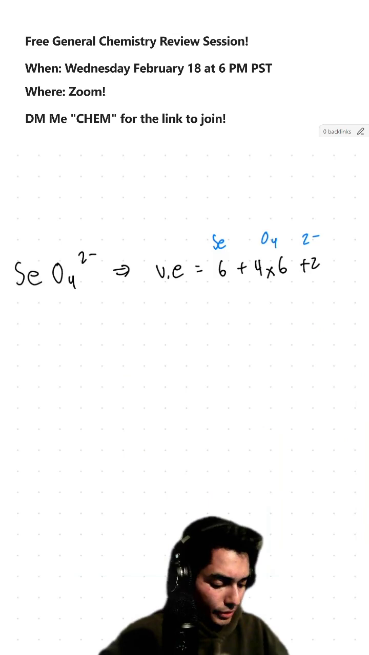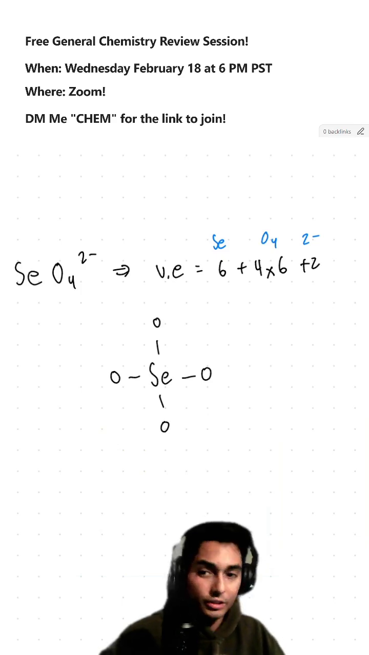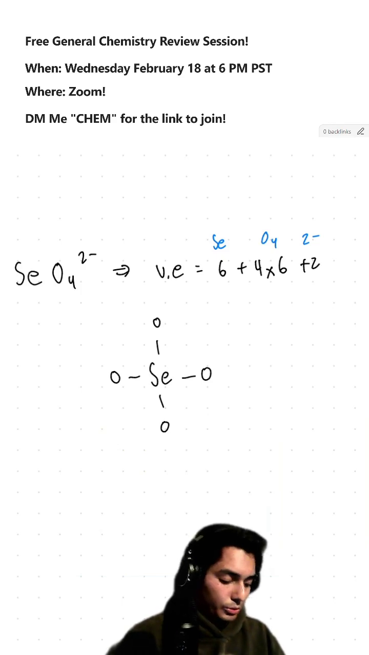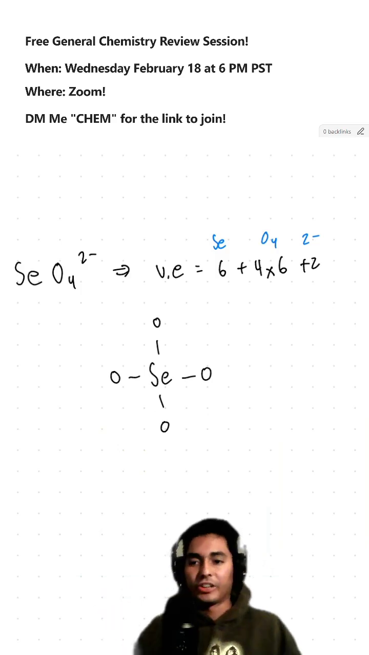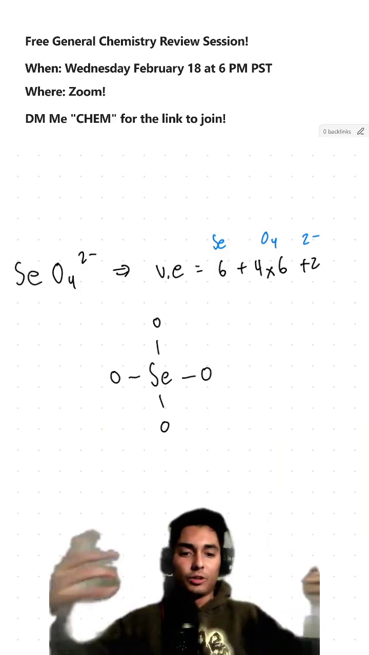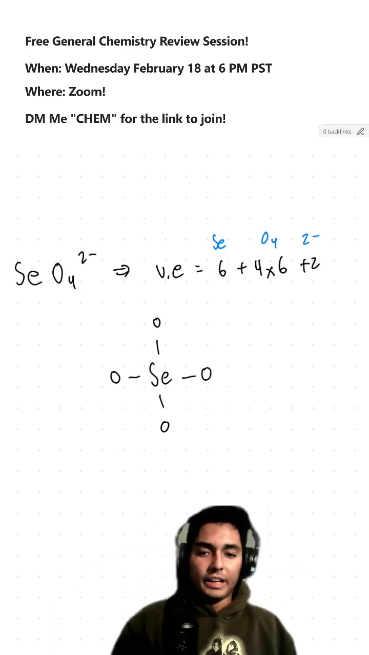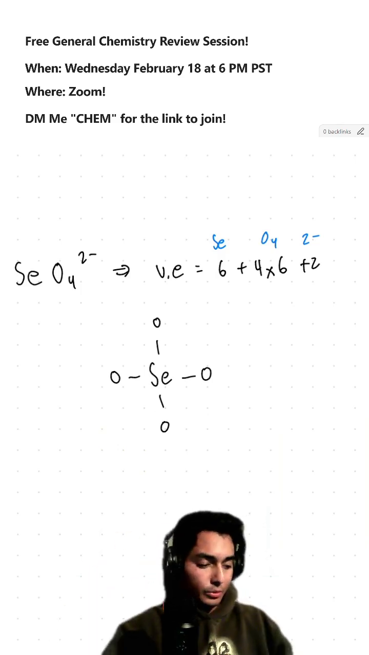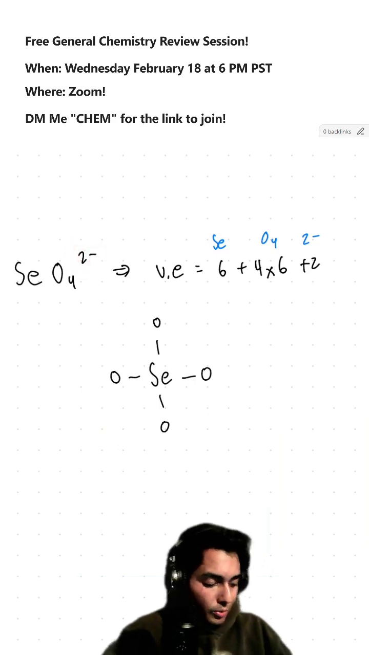I'm going to assume that my center atom is Se, and then I'm going to put oxygen on the side just like that. O4 2 minus. So what's my overall charge going to be here, chat, for SeO4 2 minus? The overall charge is going to be 2 minus. Good job. So my overall charge is going to be minus 2 here.